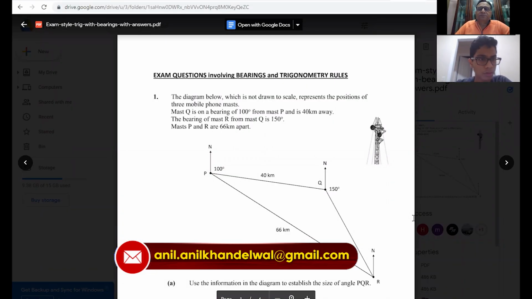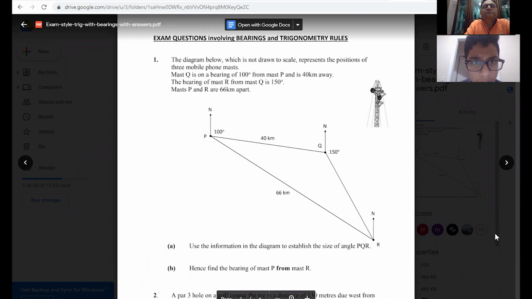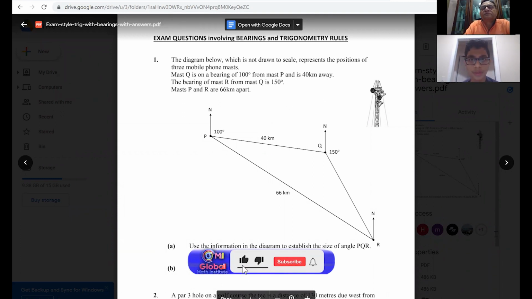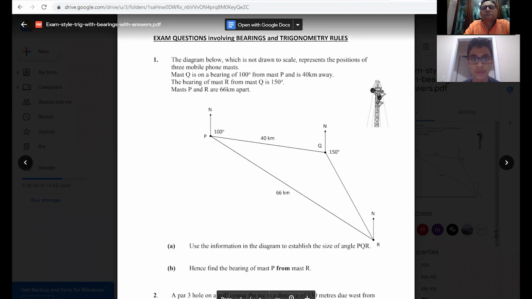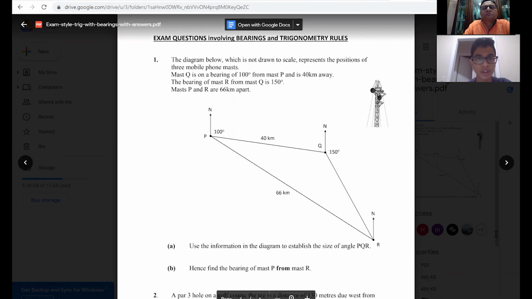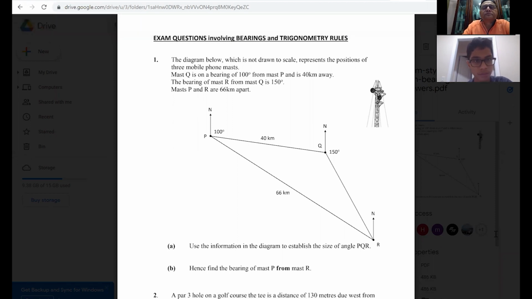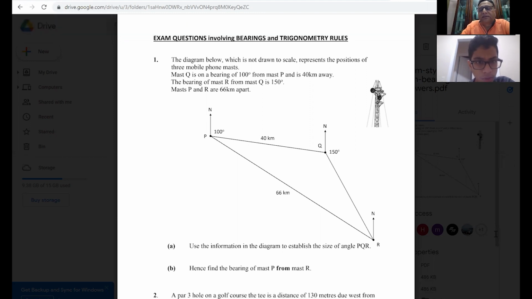Can you please read the question? It was a long question. The diagram below, which is not drawn to scale, represents the positions of three mobile phone masts. Mast Q is on a bearing of 100 degrees from mast P and is 40 kilometers away. The bearing of mast R from mast Q is 150 degrees, and mast P and R are 66 kilometers apart. Use the information in the diagram to establish the size of the angle PQR. So we have to find this angle.